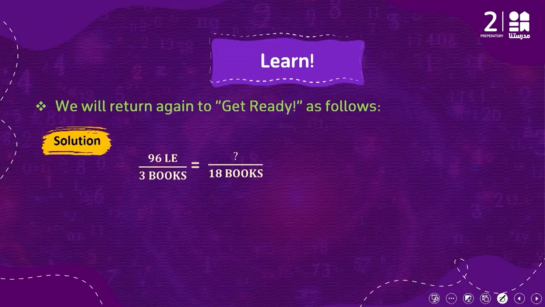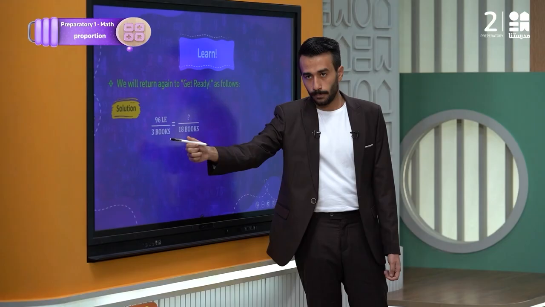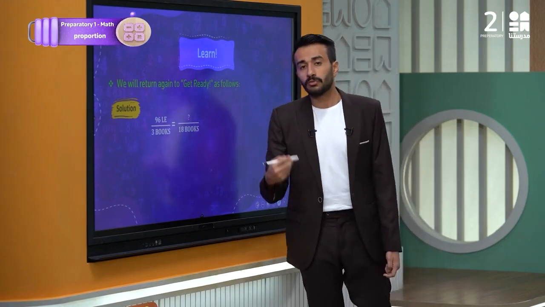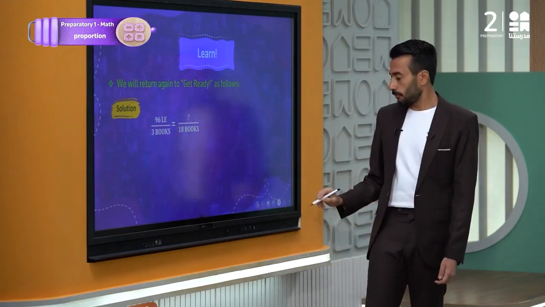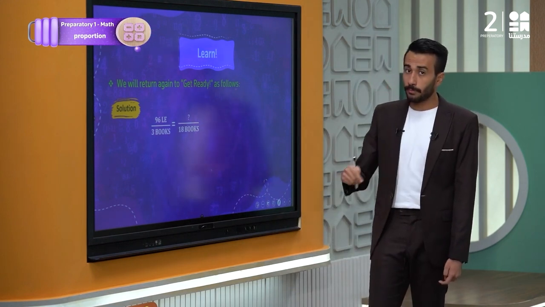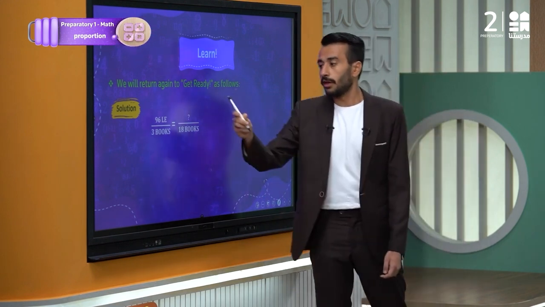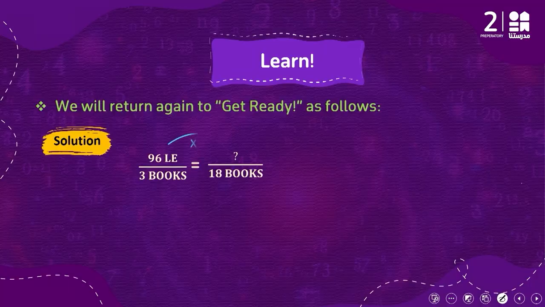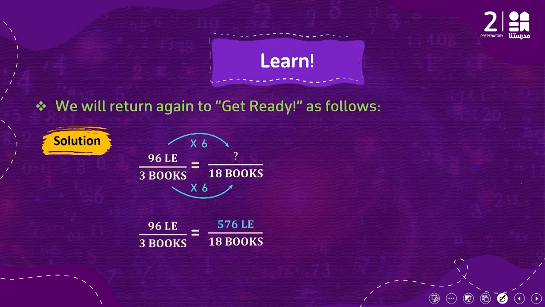So let's recap. We have 96 pounds or LE for 3 books. And now we need 18 books. So how much money will he pay? As we said before, we need to know what multiplication is being used for 3 to be 18. We just multiply by 6. So let's find the answer. It will be, as I said, 576 LE or Egyptian pounds.